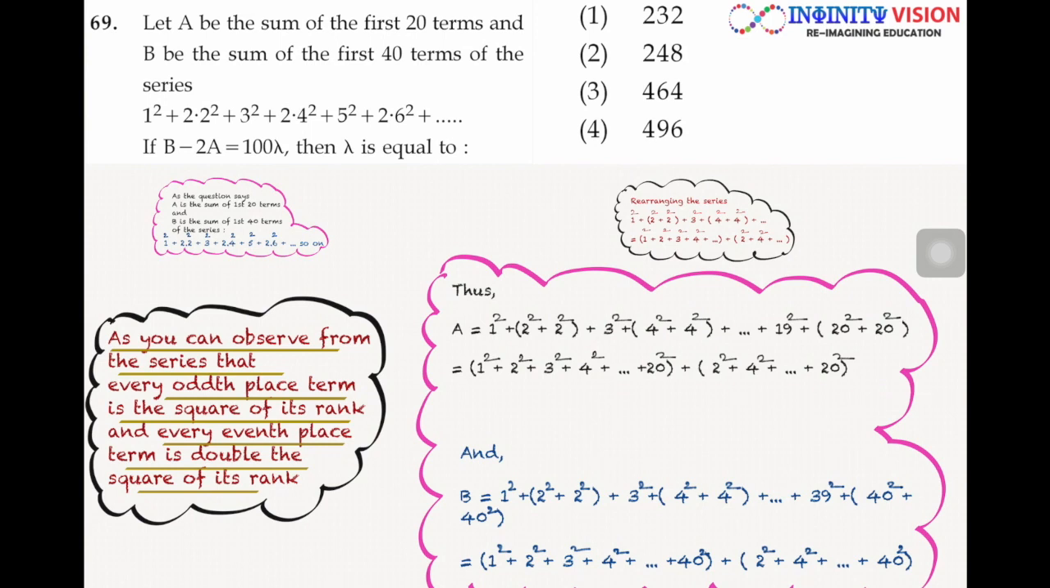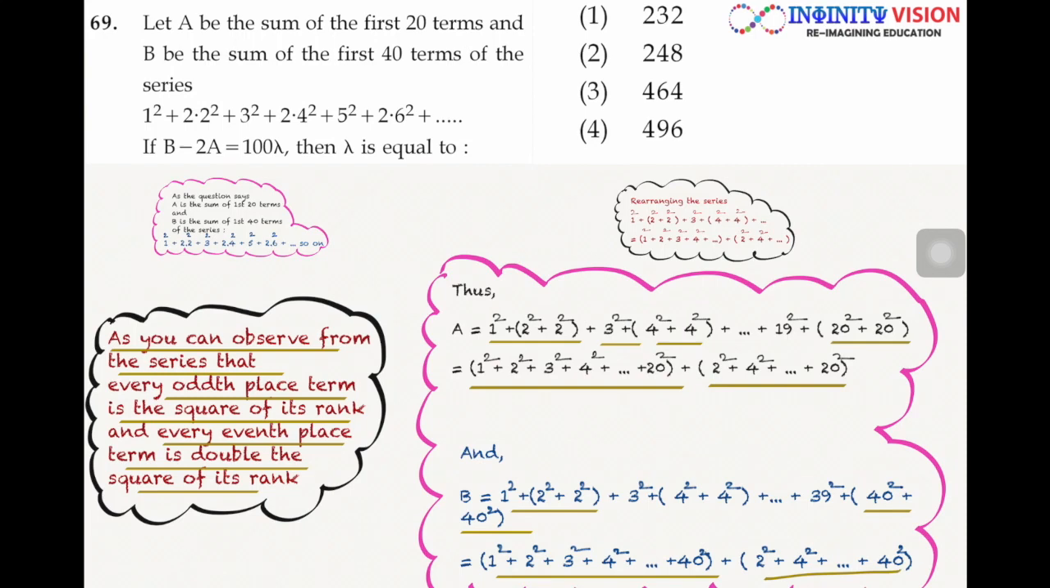So rewriting A as 1 square plus 2 square plus 2 square plus 3 square plus 4 square plus 4 square. Since we know there are 20 terms in A, the last term is even, so it could be 20 square plus 20 square. So we'll write A as 1 square plus 2 square plus 3 square plus 4 square up to 20 square plus 2 square plus 4 square up to 20 square. And similarly, B could be written as 1 square plus 2 square plus 2 square. As we know, B has 40 terms, it will go up to 40 square plus 40 square. Now rewriting it, 1 square plus 2 square plus 3 square up to 40 square plus 2 square plus 4 square up to 40 square.